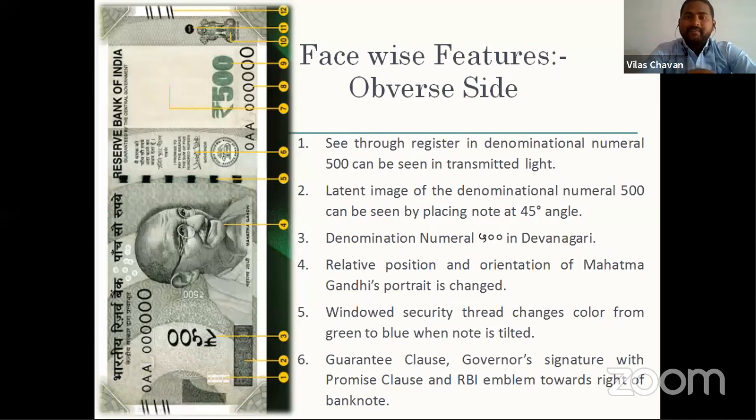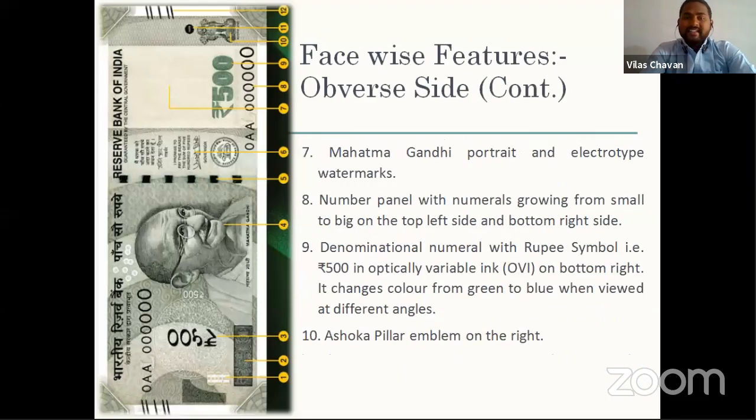So we were discussing the feature-wise details of both sides. You can see the denomination numeral 500 in Devanagari, then the relative position and orientation of Mahatma Gandhi's portrait, which is changed, then the windowed security thread similar to the 2000 denomination, then the guarantee clause, Governor's signature with promise clause and RBI's emblem towards the right of the banknote. Then comes Mahatma Gandhi's portrait and electrotype watermark of 500 denomination. Then the number panel with numerals growing from small to big on the top left side and bottom right side.